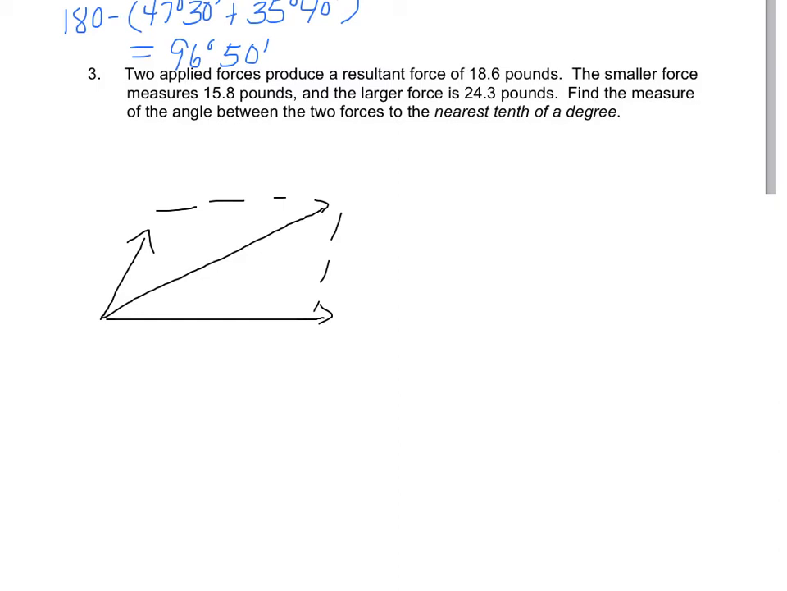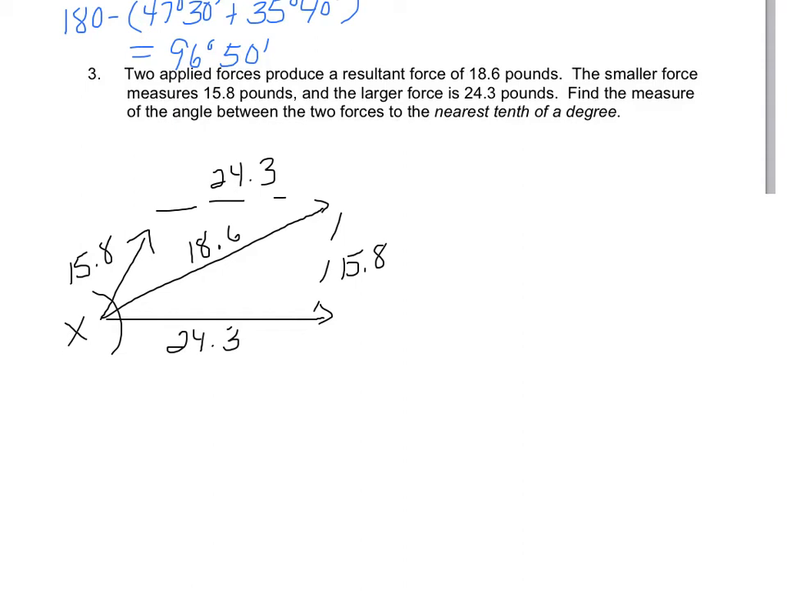All right, it said that the resultant is 18.6. Let's put that in. The smaller force is 15.8. Remember, opposite sides are congruent because it is a parallelogram. The larger force is 24.3. They want me to find the angle formed by the two forces, which would be right here. Let's call it X. Well, I can't use a triangle to find X because X is part of both triangles, and both of those angles are not equal in measure.